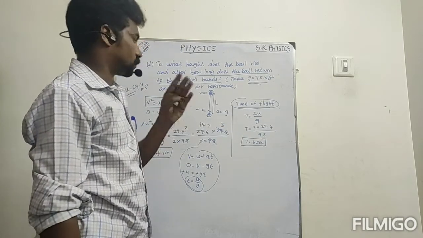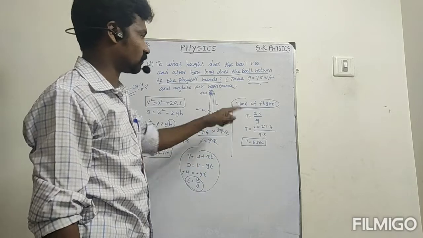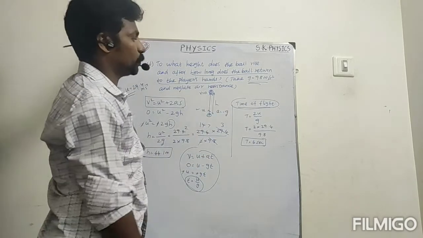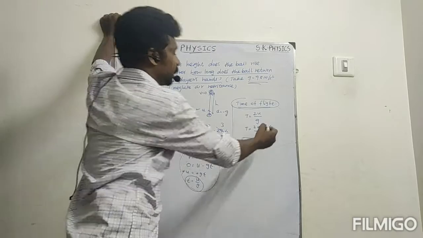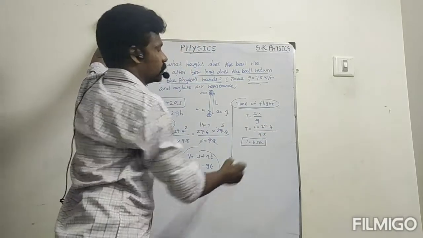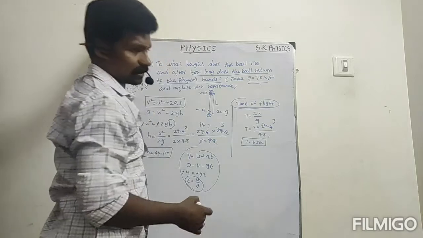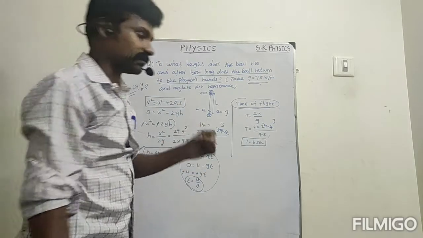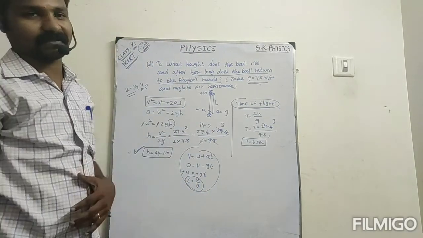That means time of ascent plus time of descent gives the total time of flight, 2u divided by g. So 2 into the u value, which you already know is 29.4, divided by 9.8. This is 1 time, this is 3 times. So 2 into 3 is 6 seconds. So in 6 seconds it will reach the ground. Okay, I hope you understand this question. Thank you.